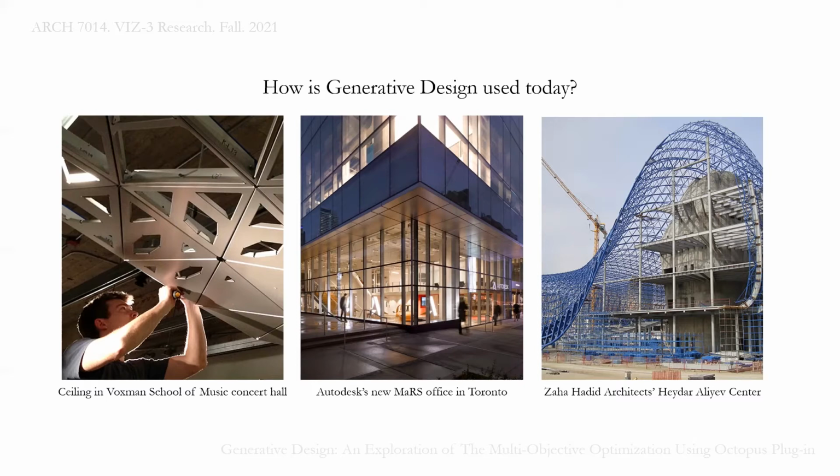The third image on the left is the acoustical ceiling in the Voxman School of Music Concert Hall in Iowa, and this acoustical ceiling was also generated using algorithms and parameters and constraints to be able to generate the curve of the ceiling and the penetrations, the shape of the penetrations and the amount of them, also the structure of the ceiling too.